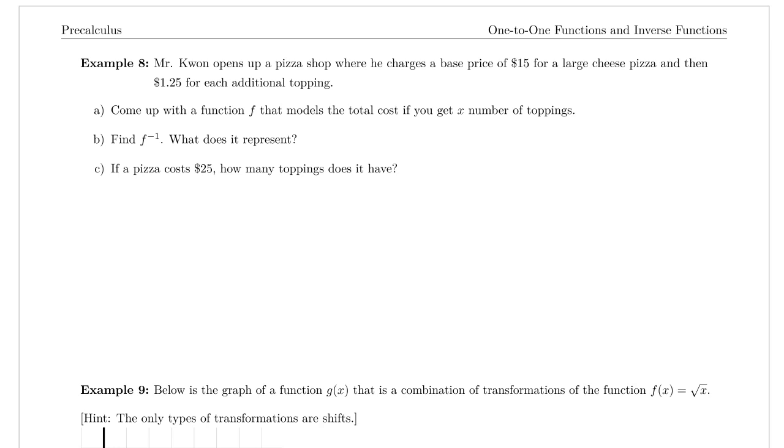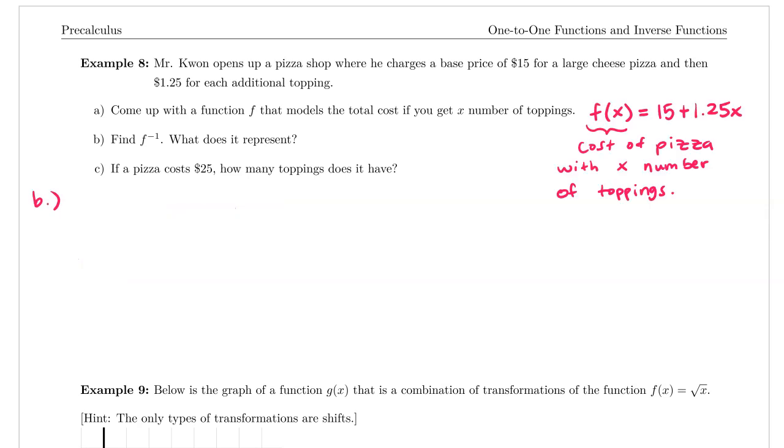So if the base price is $15, then I'm going to come up with a function f of x where x represents the number of toppings you get. So we have this base price of $15 plus $1.25 for every additional topping that we get. So hopefully you're able to recognize that this is modeled by a linear function. So that is the answer for part A.